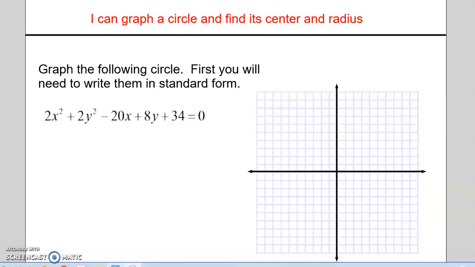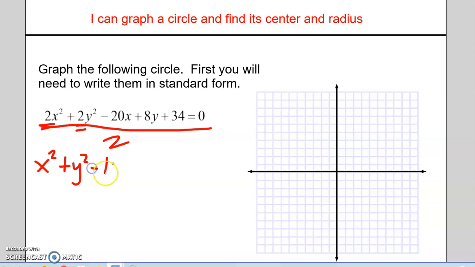So similar problem to the last one that we did, where there's a whole bunch of terms given to us and we have to get it into that standard form so we can identify the center and the radius. Remember, for these circles, the coefficients in front of the x squared and the y squared have to be the same. At this point, I noticed that I can divide the whole equation by 2. So I end up here with x squared plus y squared minus 10x plus 4y plus 17 equals 0.